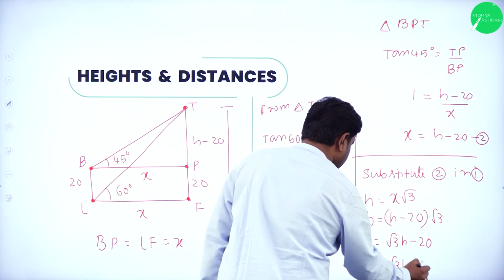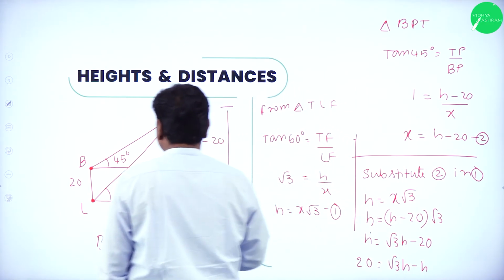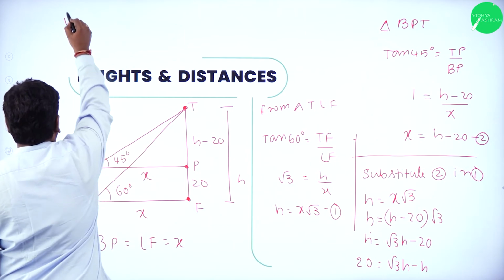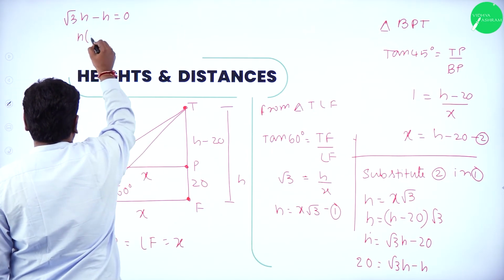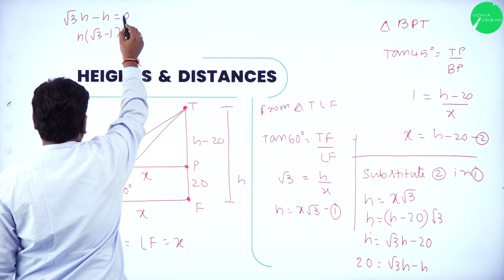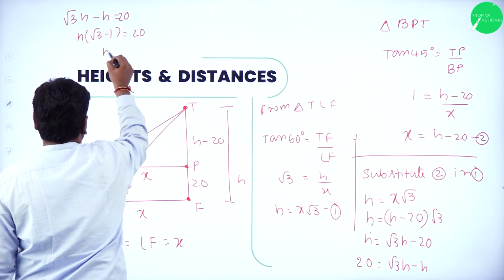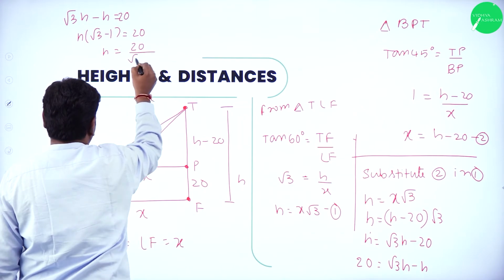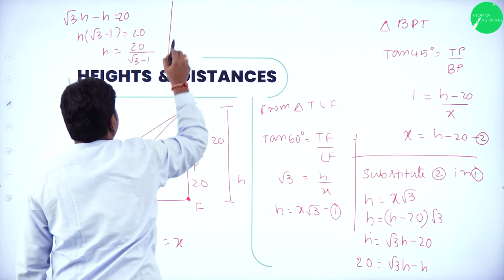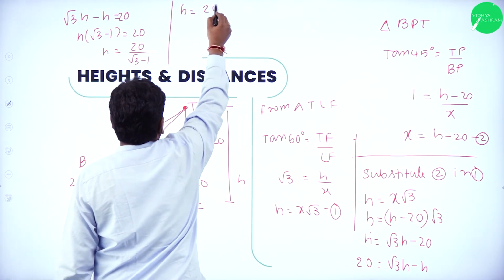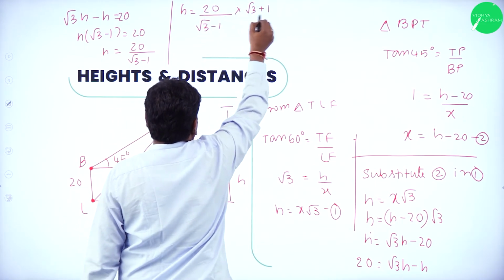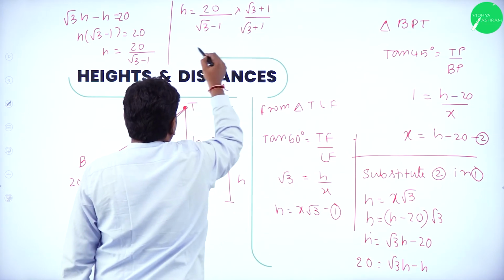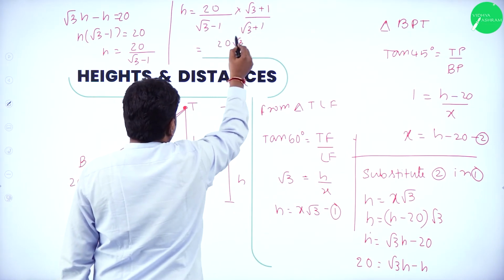So root 3 h minus h is 20 root 3, or if you take h common, h into (root 3 minus 1) is 20 root 3. So h is equal to 20 root 3 divided by root 3 minus 1. The answer should always be in rationalized form. So multiply and divide by root 3 plus 1. The numerator becomes 20 root 3 times (root 3 plus 1).